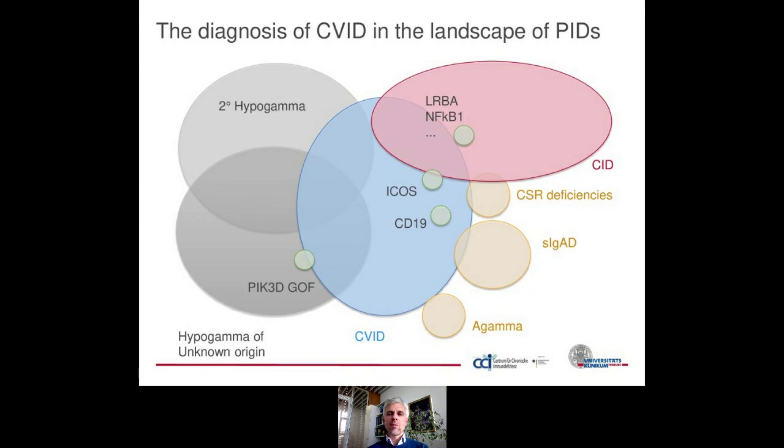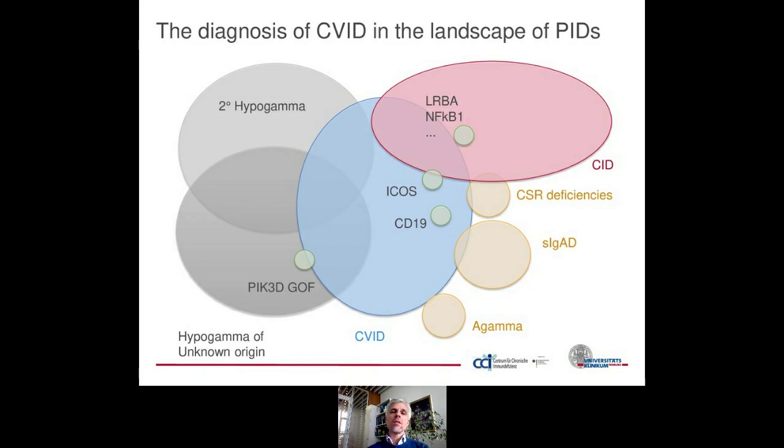And we do find genetically underlying defects in, for example, LRBA or NF-kappa-B1, which most of the time need to be considered more likely to be combined immunodeficiencies, or ICOS and CD19 deficiency, where most of the patients present more like with a CVID-like clinical phenotype, or PI3 kinase delta gain of function mutations, where they can either present with hypogamma of unknown origin or with a CVID-compatible phenotype.